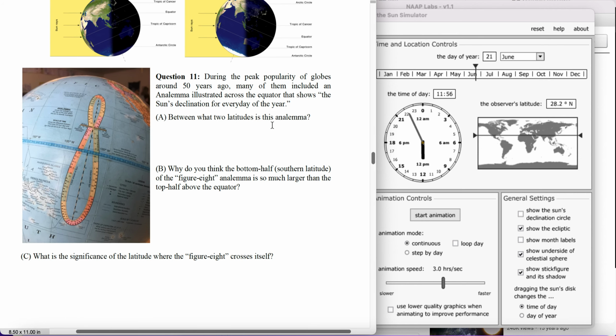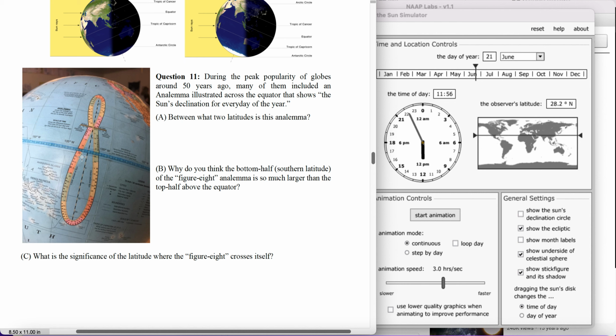Then question 11, we're going to go back to the figure 8, okay? This is that same figure 8 that was shown with that special photographic technique of taking the picture of the sun at the same time of day many days, right, over a long period of time, and then overlaying all those images. Well, here we see it again. Here it's actually shown on a globe, and not arbitrarily. It's actually shown between the tropics, okay?